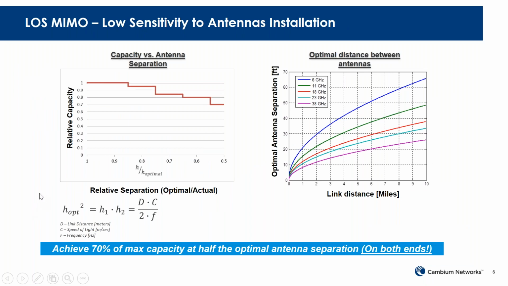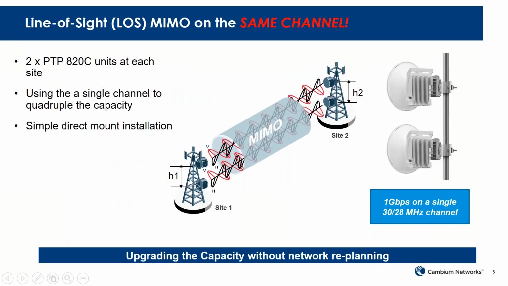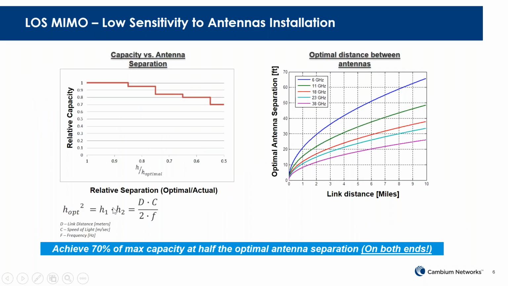So here we saw the formula to achieve the separation. You can see the H1 is here, the separation here, H2 is here. The way to calculate the separation is, assuming that you have both sides equally separated, you can say H optimal squared equals D times C divided by 2 times F.